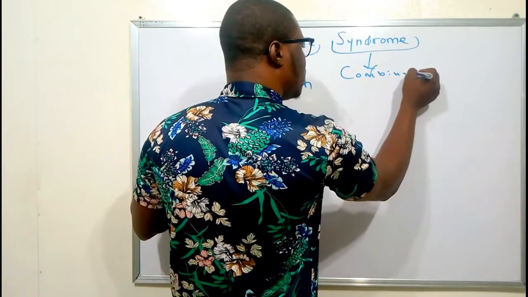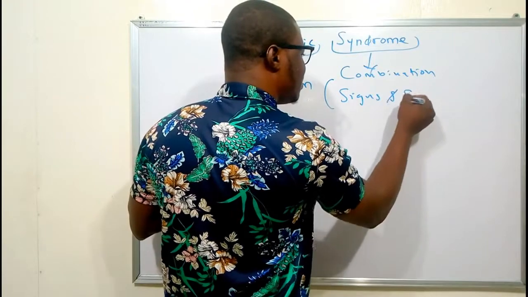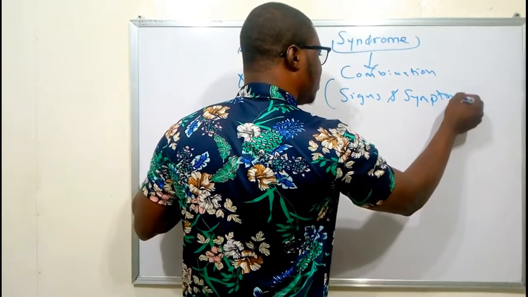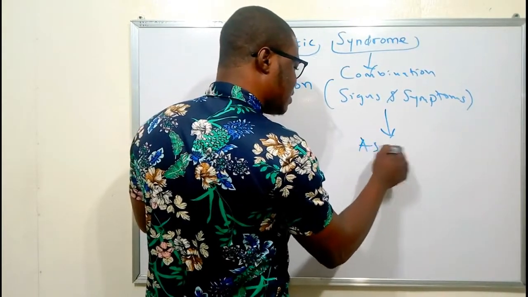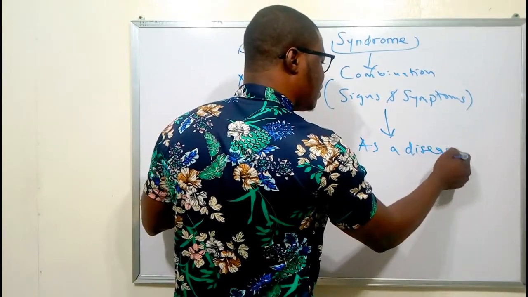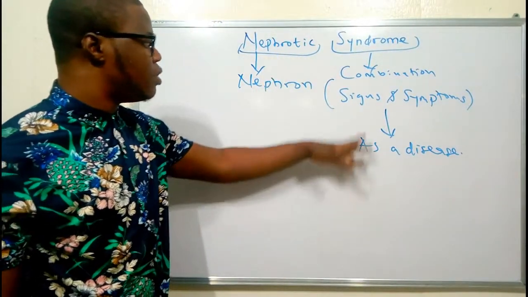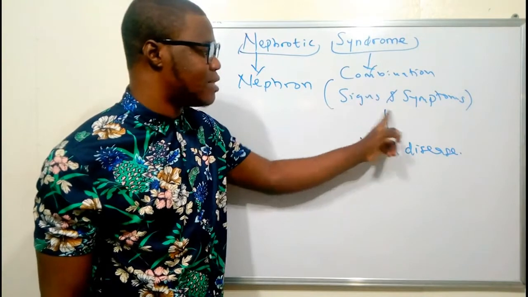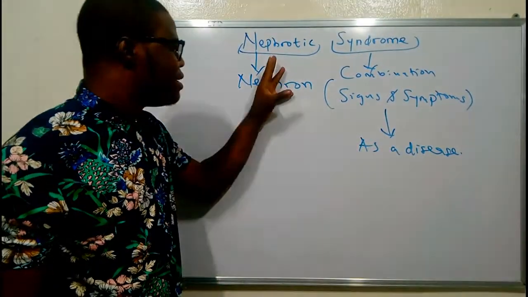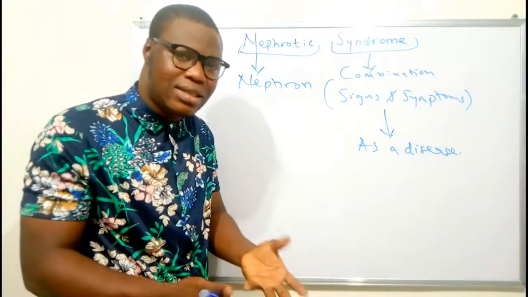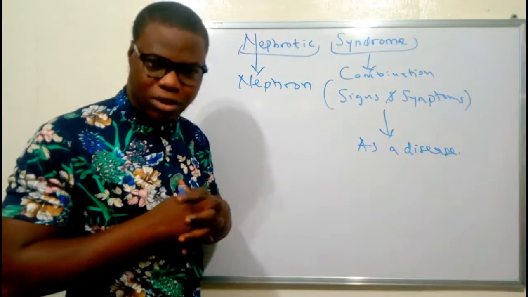Combination of what? Combination of signs and symptoms, but that's not the end. That presents itself as a disease. So the word syndrome itself means a combination of signs and symptoms that present themselves as a disease. It means this nephron is going to be diseased, is going to be affected, and it's going to bring about different signs and symptoms altogether.